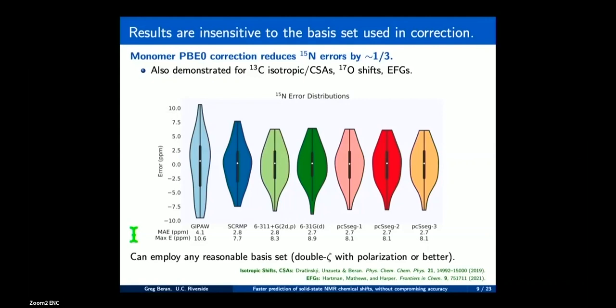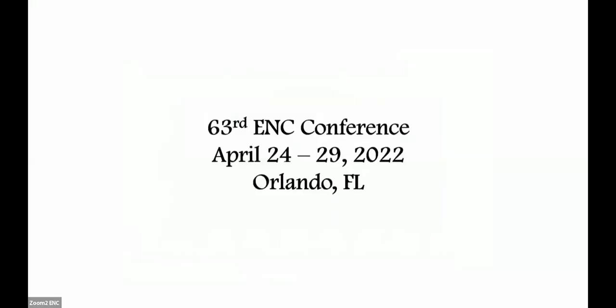Okay, if there are no further questions, then join me in thanking Greg for a great presentation. Thank you. Okay, our next speaker is Jeff Hoke, and the title of his presentation is Data Meet Computation.